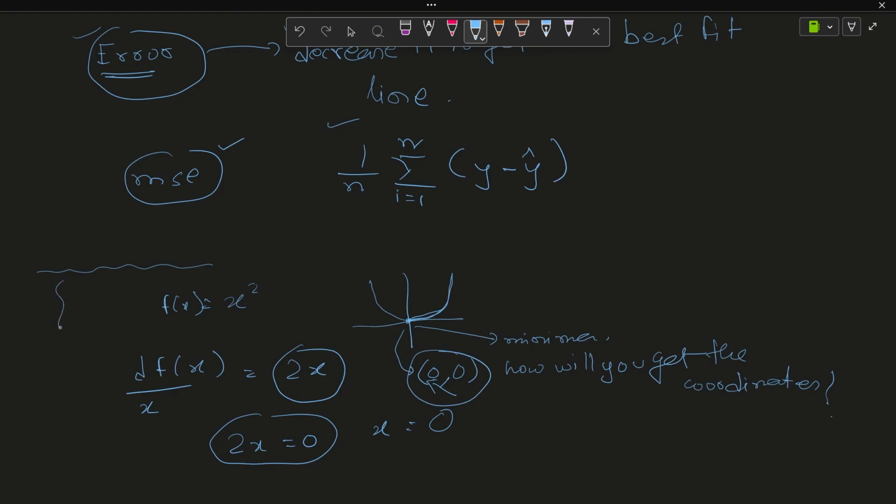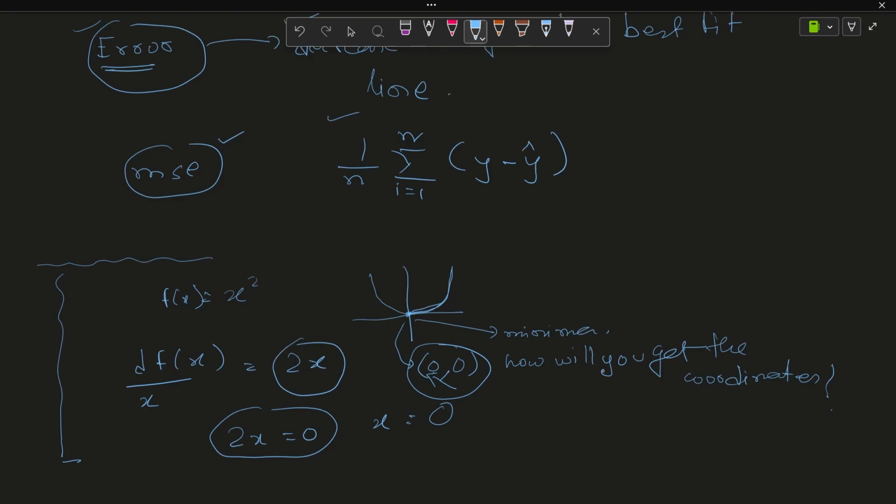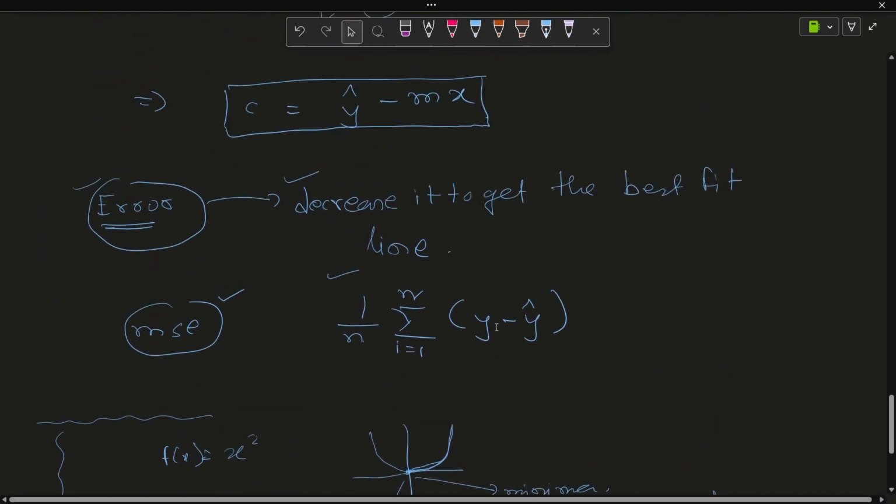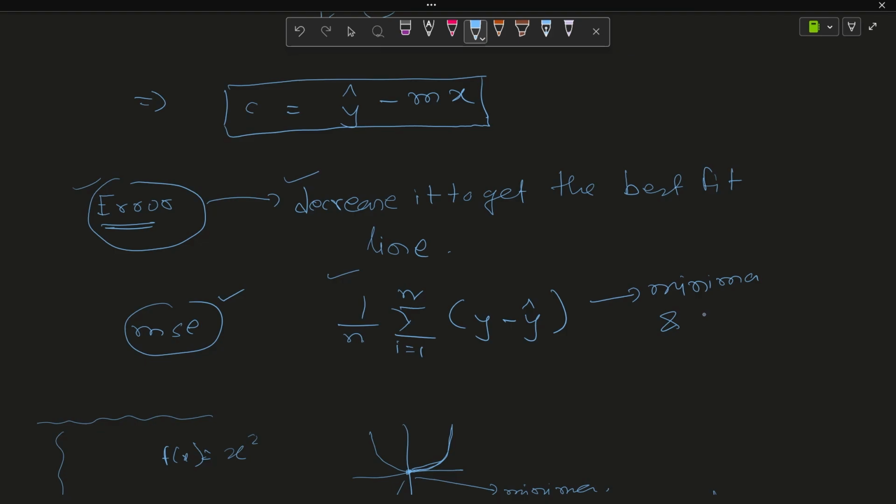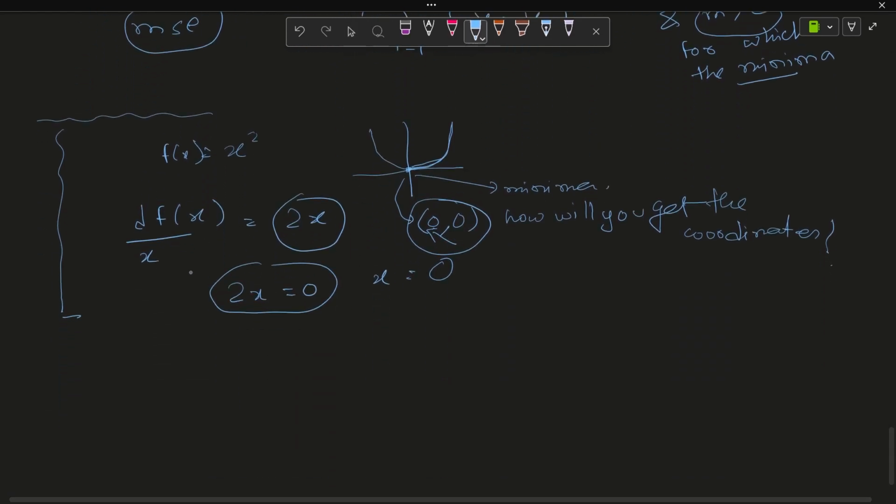So by this we will be calculating the minima, because at the end of the day you have to minimize this, right? You have to find the minima, and the m and c for which the minima happens. This is the equation. We have to find the minima and the m and c for which it happens, right? You have to do it like this.